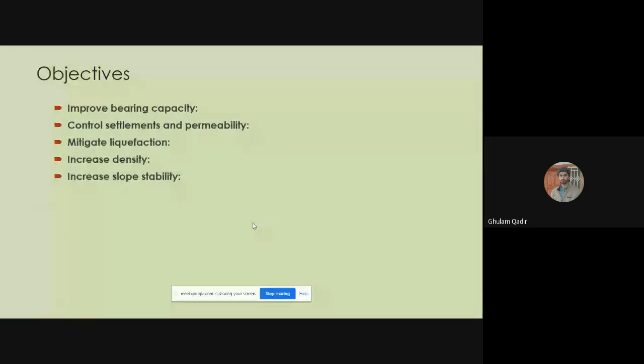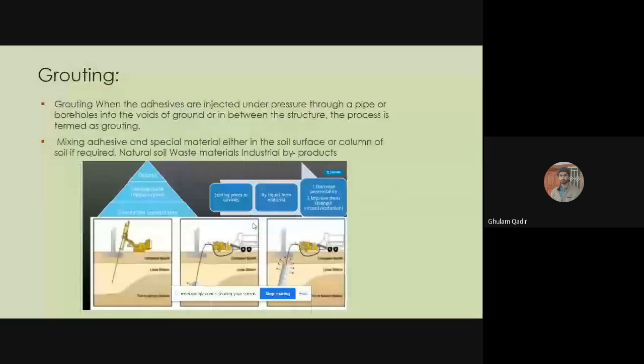So what are the ground improvement techniques that we are using nowadays? First of all, we use grouting techniques, in which adhesives are injected under pressure through a pipe or borehole into the voids of the ground or in between the structure, and this process is called grouting. Nowadays studies are being done on foams to be used with cement as a grouting material.